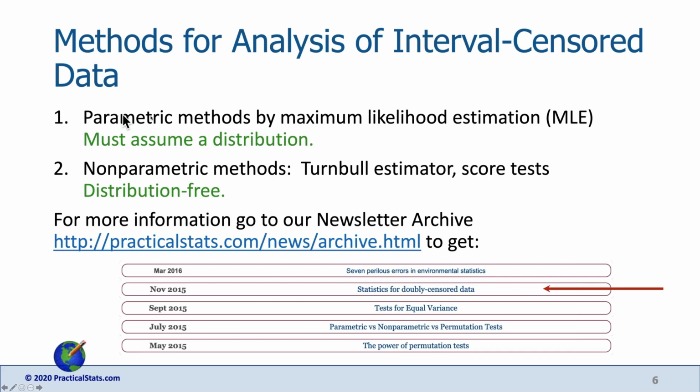And the difference between parametric methods and non-parametric methods: in parametric methods, you have to assume a distribution. You're going to give it a mathematical formula that you think the data follow. Non-parametric methods are distribution-free. So we are going to look very quickly at maximum likelihood estimation for assuming a distribution, the parametric approach, and something called the Turnbull estimator for a non-parametric method. That's what you would use to estimate things like means, medians, etc. And score tests, which are based on the same kind of thing, for doing testing.